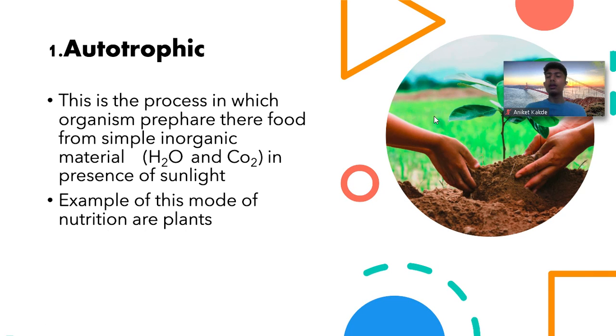Autotrophic. This is the process in which organisms prepare their own food from simple inorganic materials, water and carbon dioxide, in the presence of sunlight. An example of this mode of nutrition is plants.